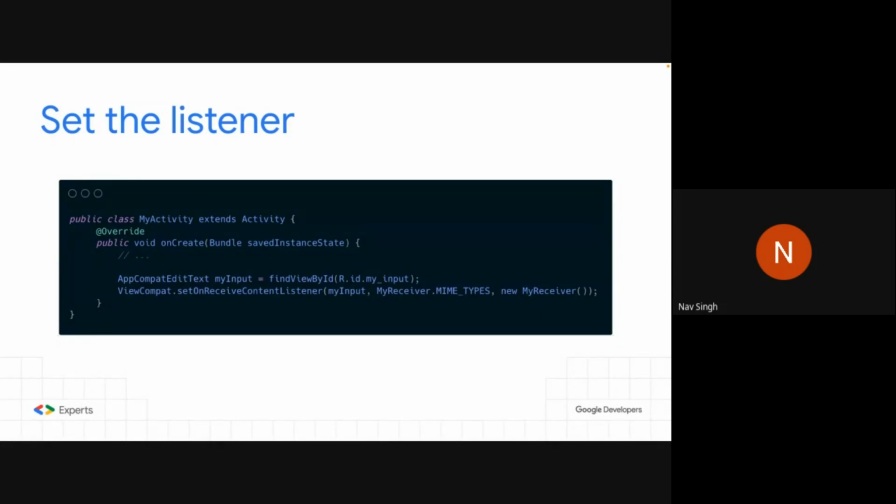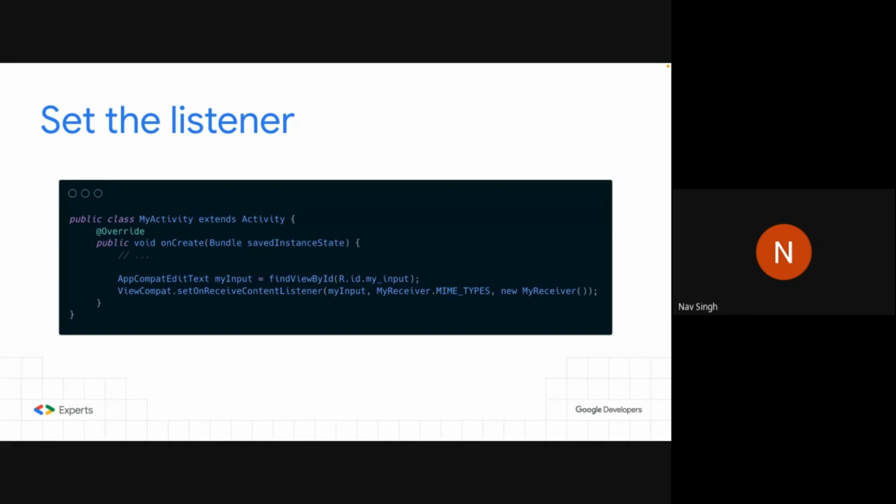Now, as I told you before, we need to set it on any view where we want to support rich content insertion. So this is a sample. For example, I have a main activity, and there I have a view in the layout called my input, which is an EditText. Then using the ViewCompat dot setOnReceiveContentListener, it will take three parameters.